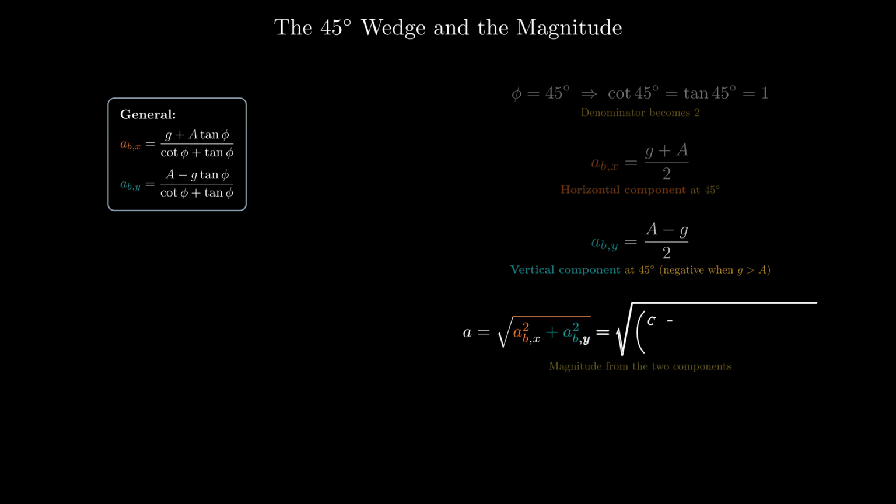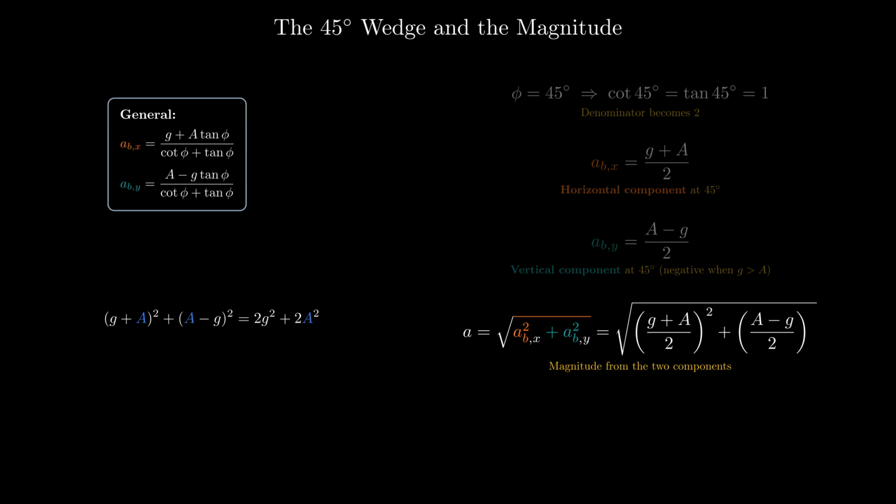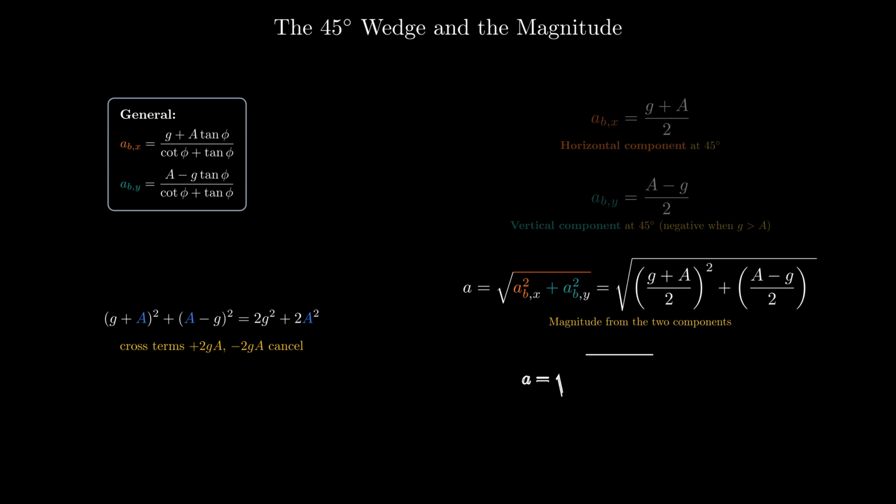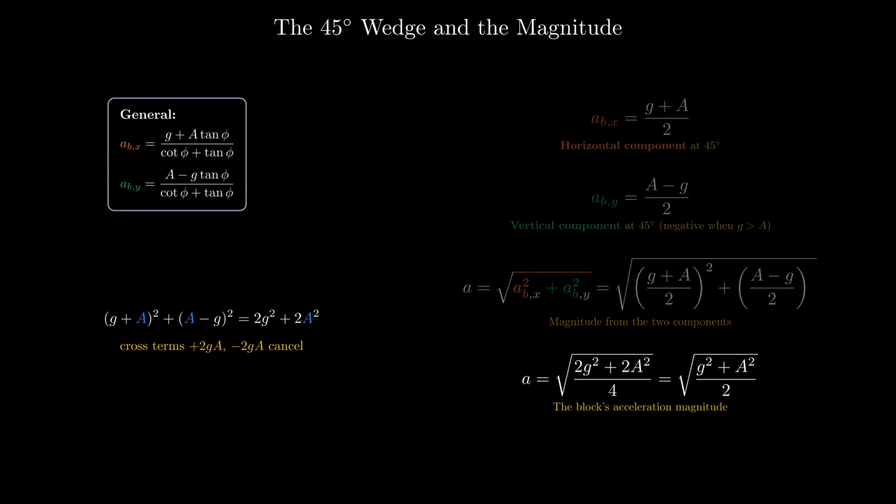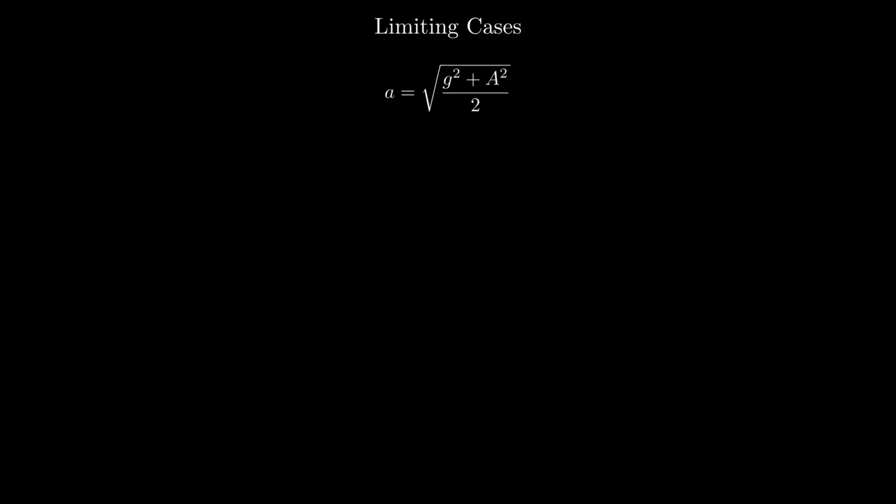For the magnitude, square both components and add. The numerators are g plus capital A squared and capital A minus g squared. Expand them. The cross terms, plus 2gA and minus 2gA, cancel, leaving 2g squared plus 2A squared over 4. So the magnitude of the block's acceleration is the square root of the quantity g squared plus capital A squared over 2. Two limits make this concrete.